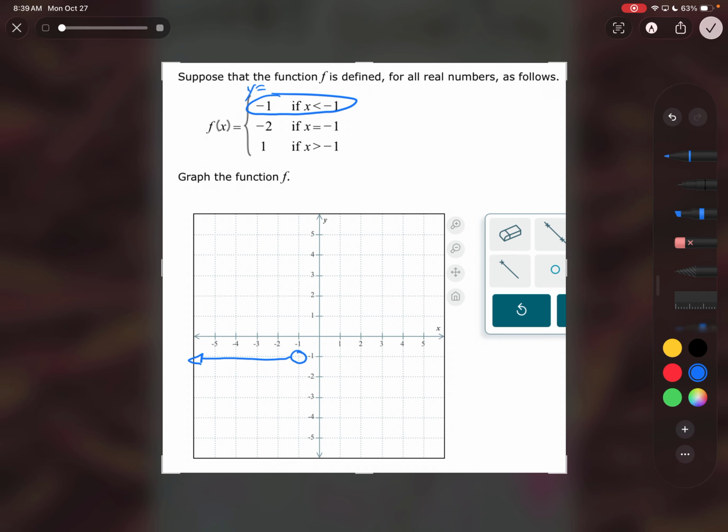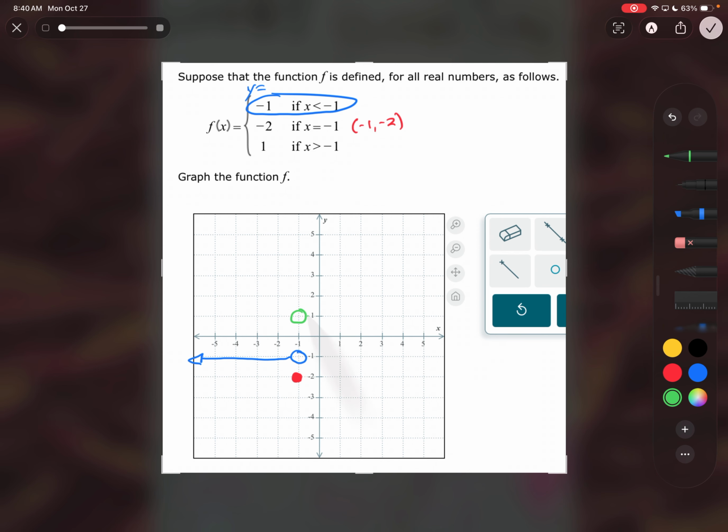Okay. On the next one, it's x equals -1 and then -2. When it's equal, it's actually just a point. It's just a point that you're dealing with. So it's at -1, -2 would be here. And then my next one is when x is greater than -1, I'm at 1.